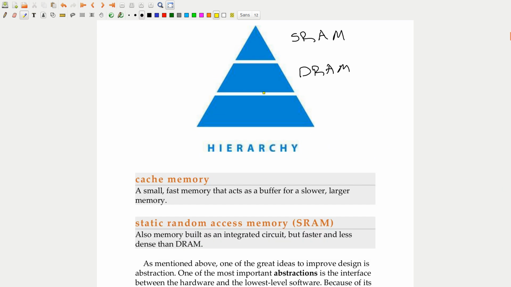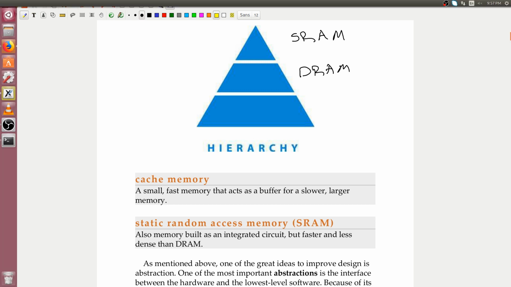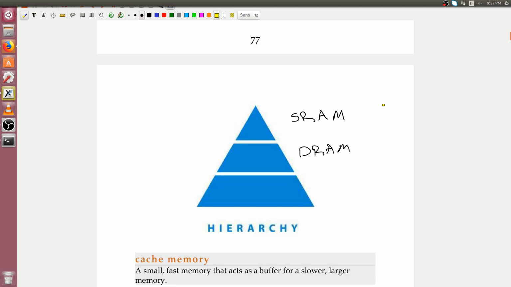Where are the regs? You generally don't consider regs in the memory hierarchy. No, regs aren't generally counted as memory. Generally, when you're talking about the memory hierarchy, you're talking about things that are shared. Registers aren't shared. I think you can do register sharing in certain things, but that's way more complicated. Generally, when we're talking about the memory hierarchy, we're talking about usually shared resources and things that store a lot more data.